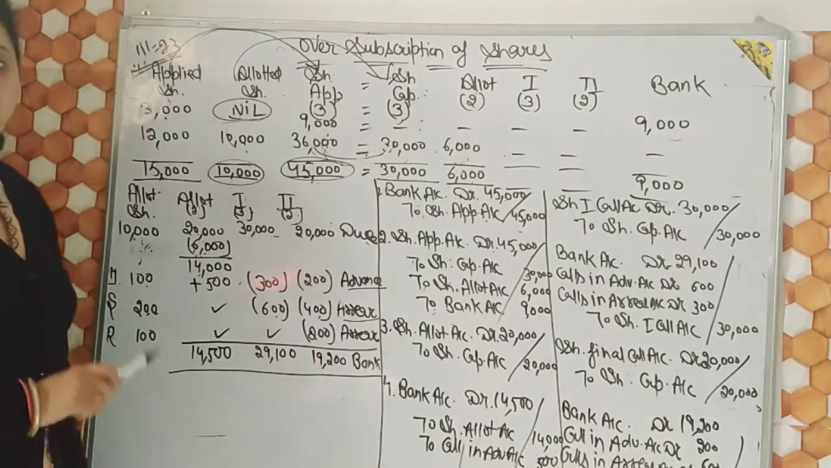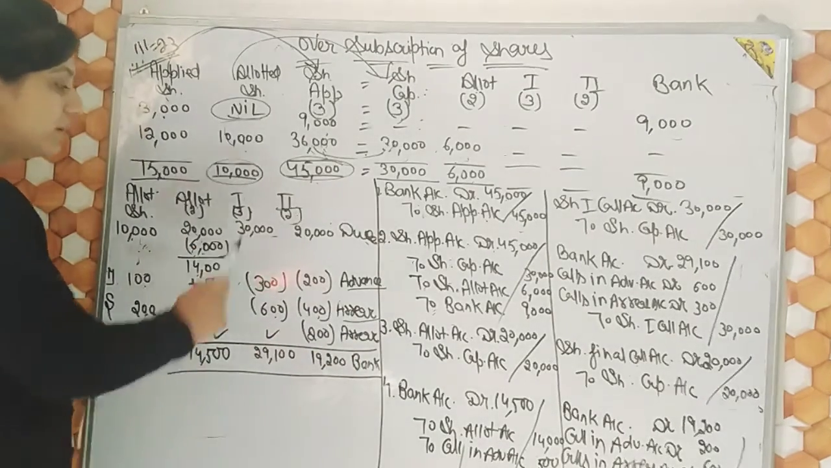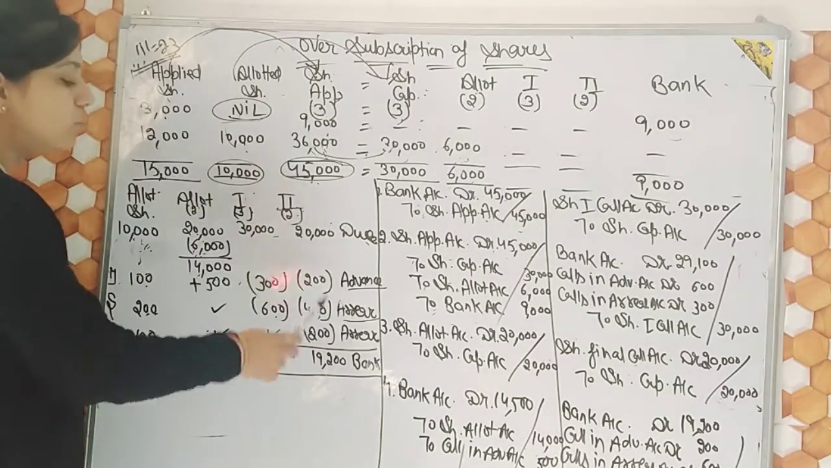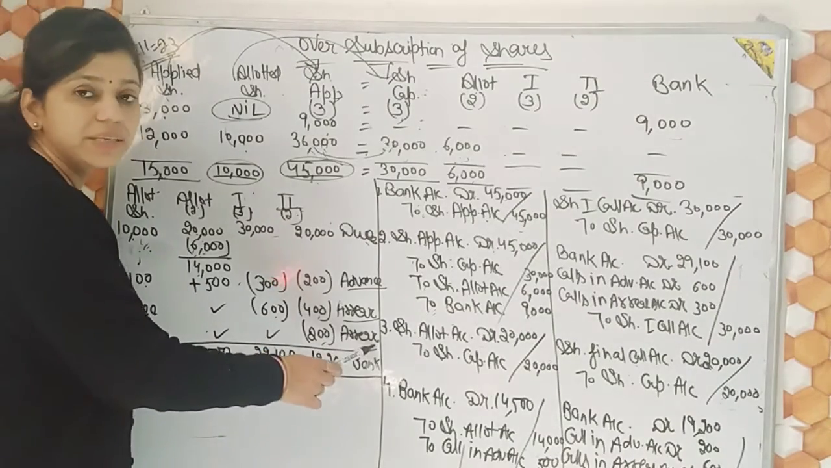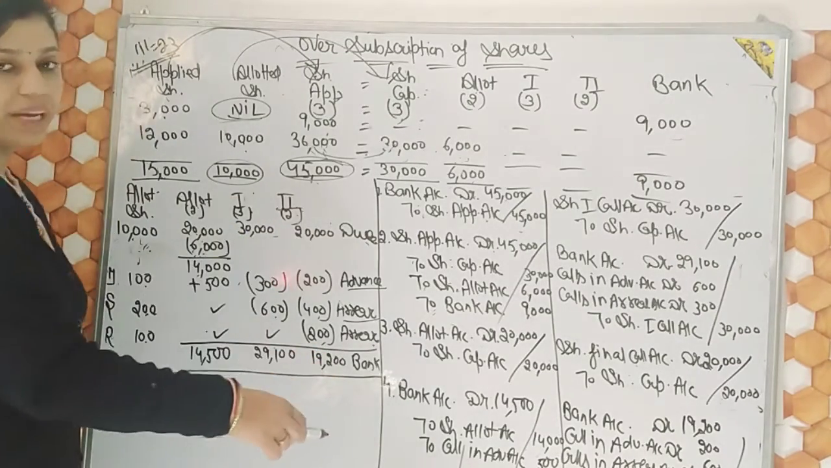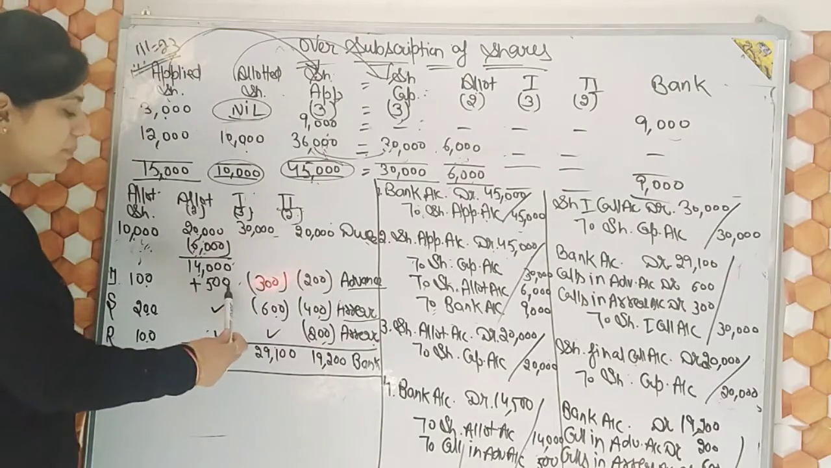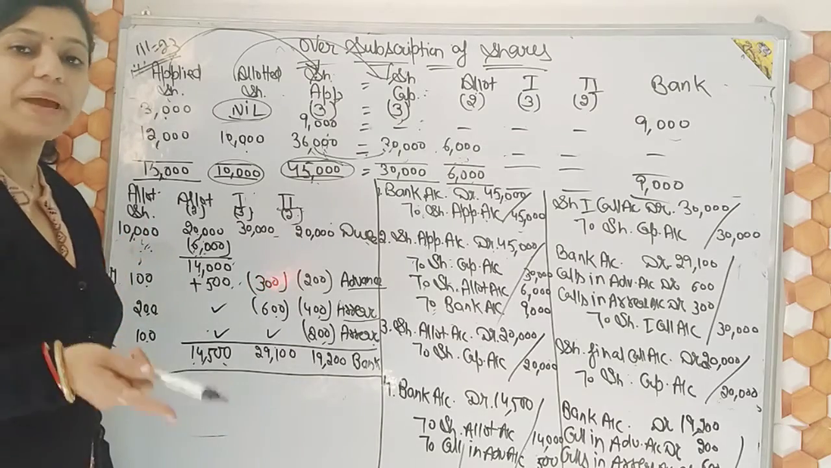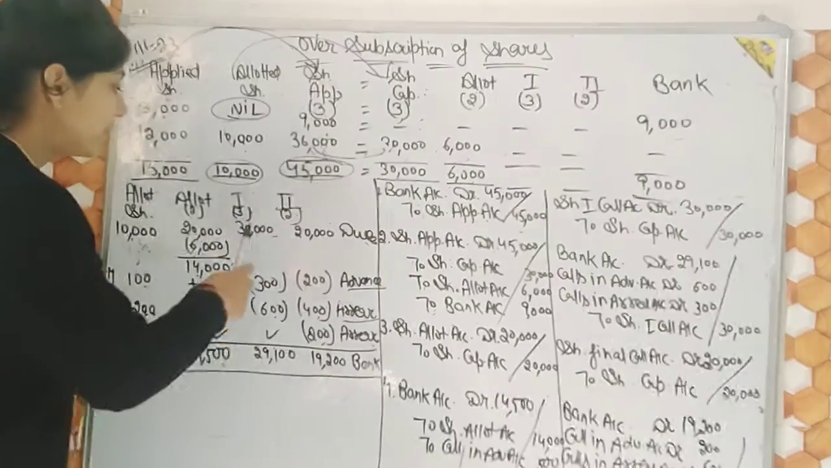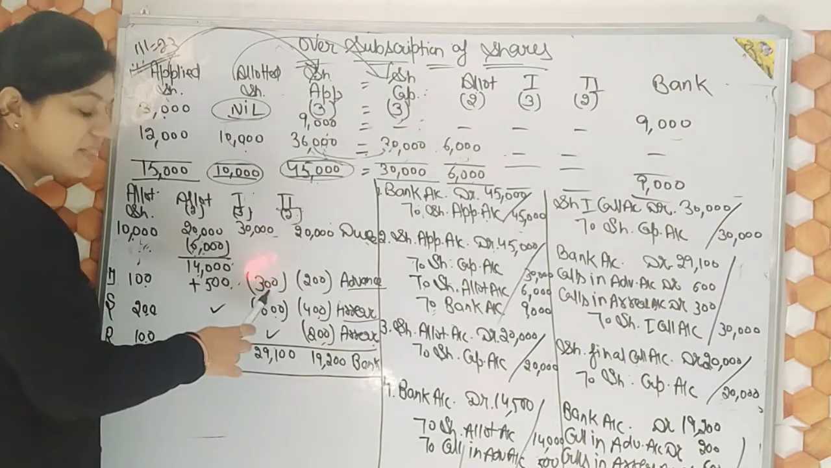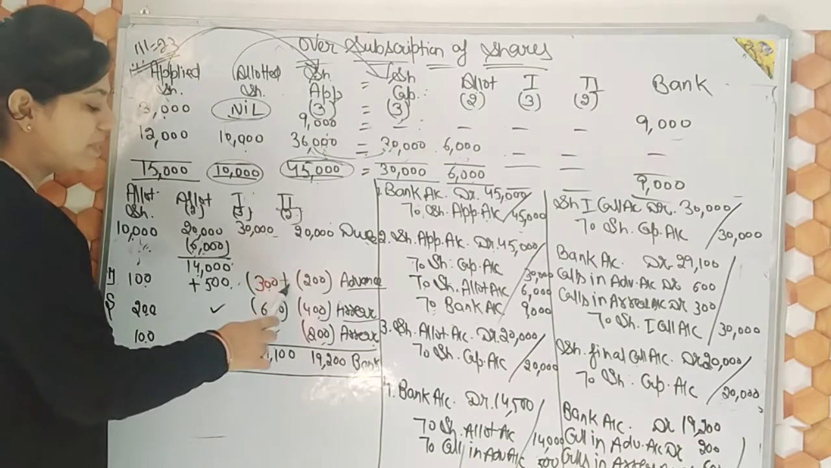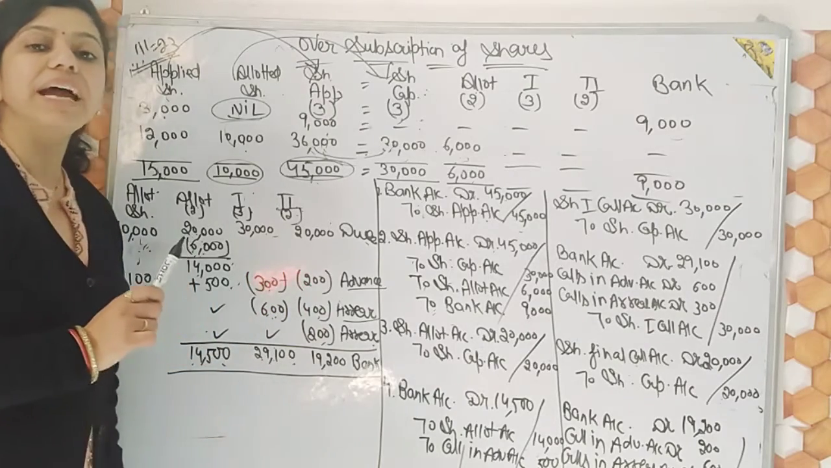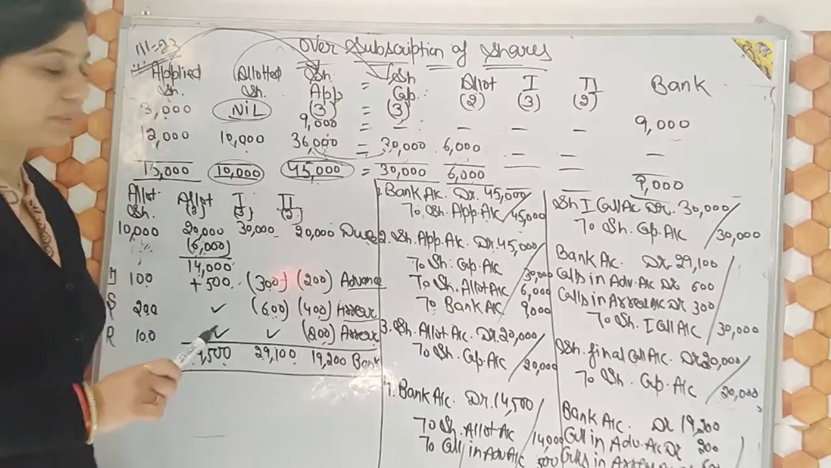Similarly, one more person, Rohan, is there who pays allotment, also pays first call but did not pay second call. So 100 multiply 2, 200 will be less because it is arrear. So you just have to make a balance. 14,000 plus 500, 14,500. That will be placed in front of bank entry at the time of allotment. Similarly, 30,000 minus 300 minus 600, that means minus 900. Balance will be 29,100. We will receive it at the time of first call receipt.